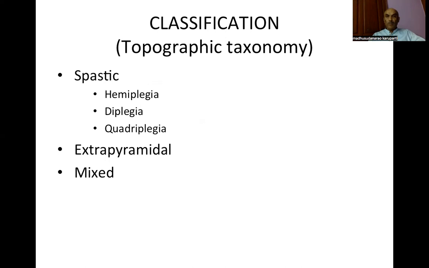Quadriplegia is said to be a more severe form of spastic cerebral palsy, wherein all four limbs are affected equally with hypertonicity and hyperreflexia. Extrapyramidal type is associated with initial hypotonia, followed by hypertonia like rigidity with involuntary movements. There could be a mixed form of cerebral palsy.